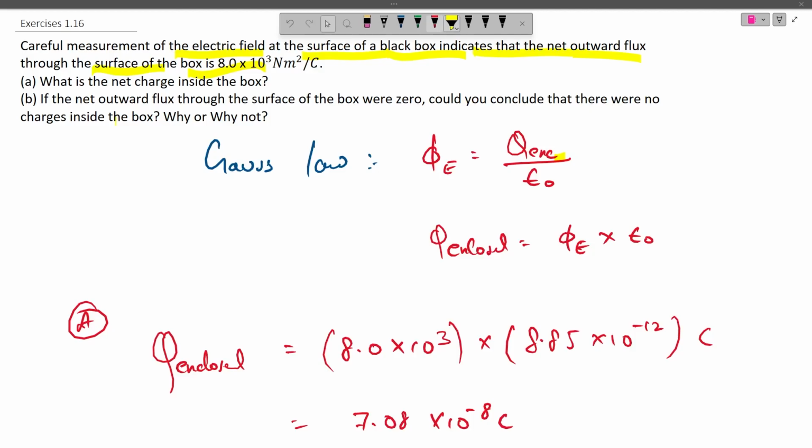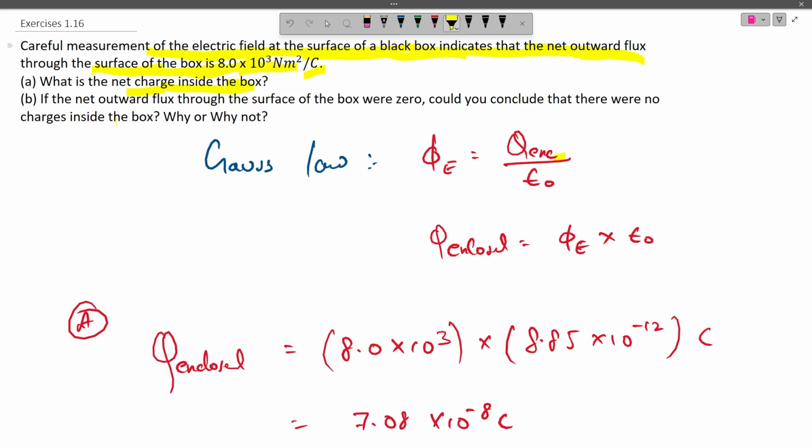The question says that careful measurement of the electric field at the surface of the black box indicates the net outward flux through the surface of the box is 8 × 10^3 N·m²/C. Now what is the net charge inside the box? So here we see that we are being talked about electric flux.